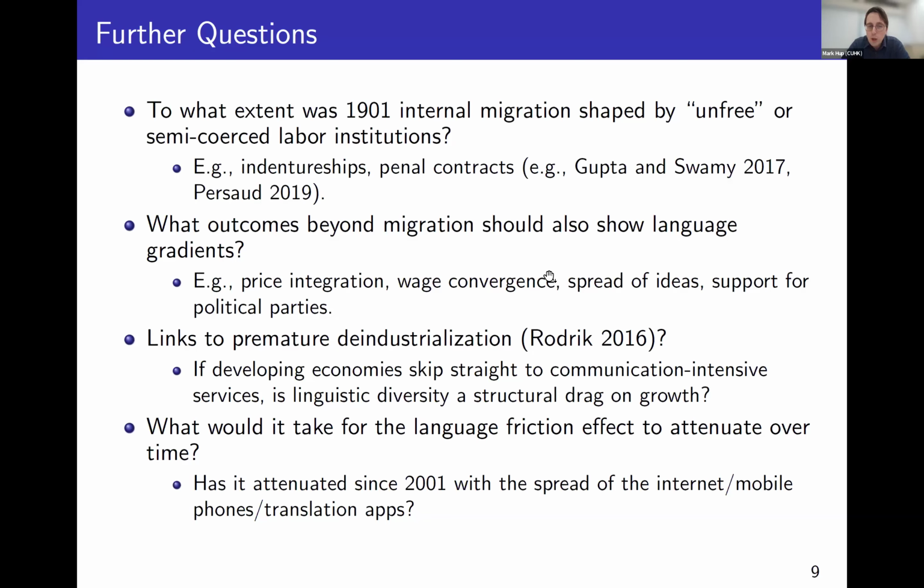So yes, I'll finish here. So again, I really enjoyed the paper, and I think it's a very strong paper. So thank you. Thank you, Mark.